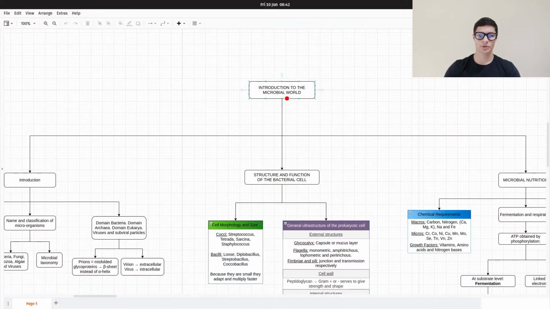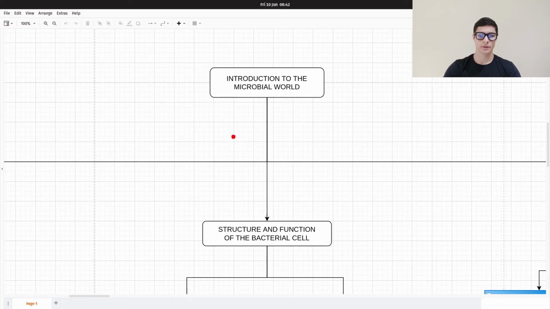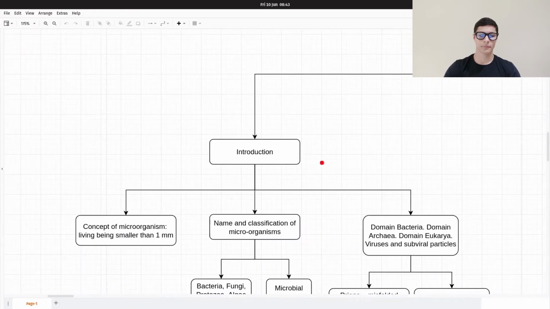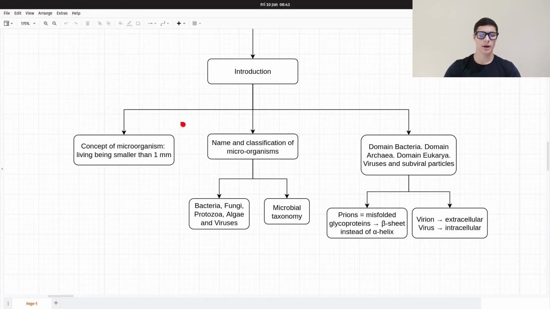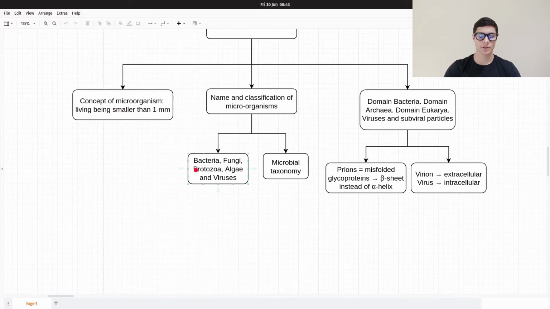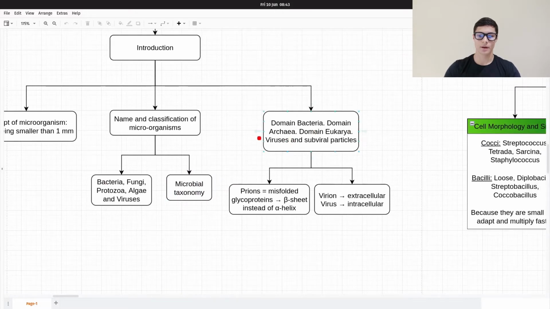Okay, so introduction to the microbial world. Here we are, and if we start, we have to know the concept of microorganism. It's a living being smaller than 1 millimeter. And they are named and classified. We have the bacteria, the fungi, the protozoa, the algae, and the viruses. And they have a specific microbial taxonomy. We have the domain bacteria, the domain archaea, the domain eukarya, viruses, and subviral particles.